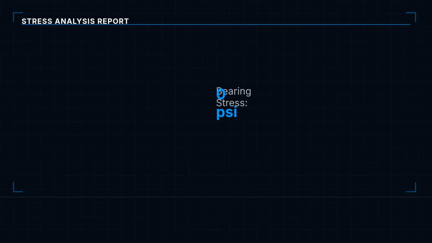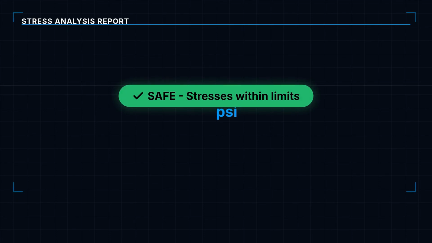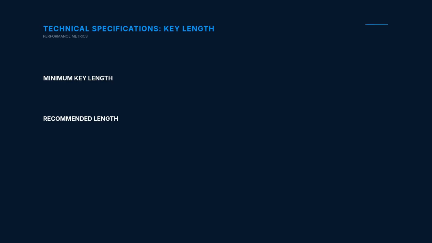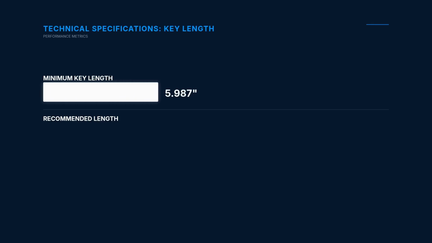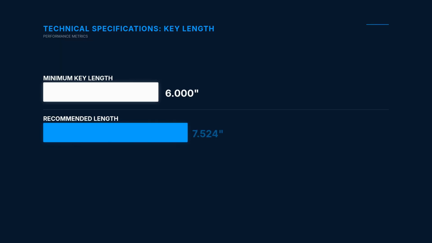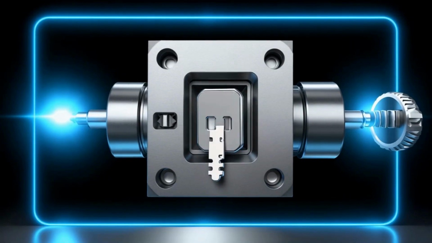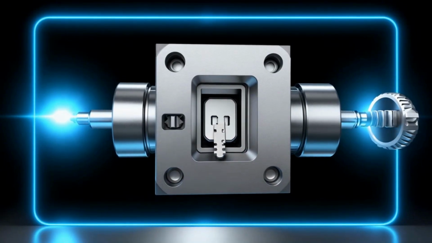The stress analysis shows bearing stress at 0 psi with a status reading safe. Stress is within limits, confirming our design is mechanically sound. Finally, the minimum key length is 6,000 inches, with a recommended length of 15,000 inches for optimal performance. This calculator ensures your shaft key assembly will transmit torque reliably without failure.